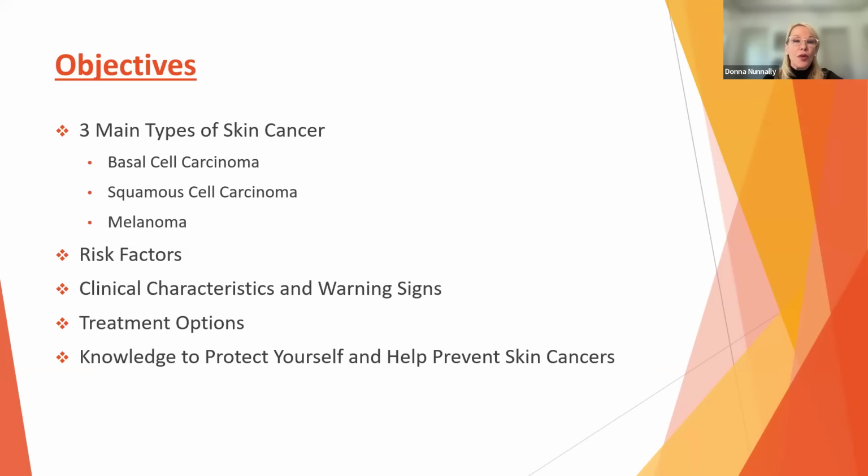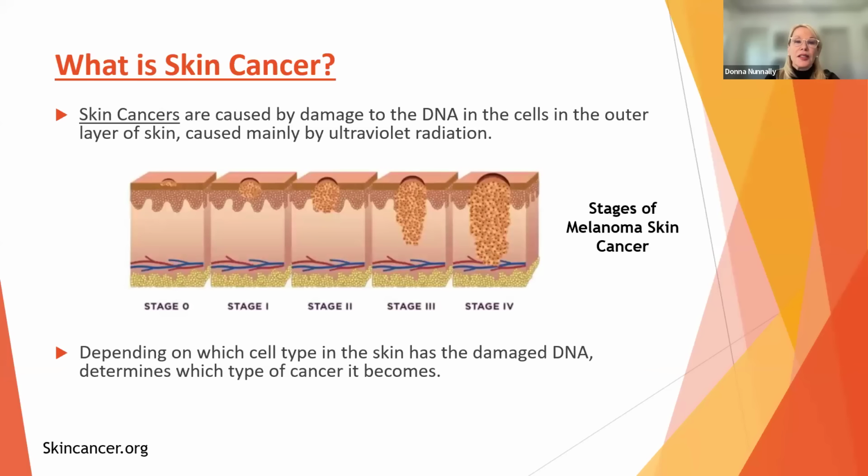So first of all, what is skin cancer? Skin cancers are caused by damage to the DNA in the cells in the outer layer of skin, caused mainly by ultraviolet radiation, which we'll discuss shortly. And depending on which cell type in the skin has the damaged DNA will determine which type of skin cancer it becomes. So, just how common is skin cancer?